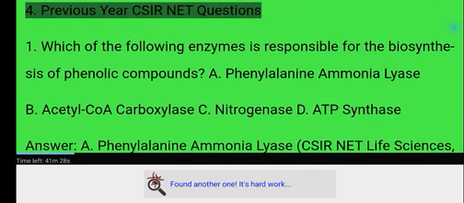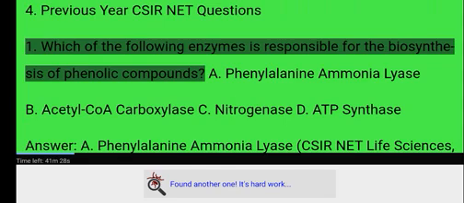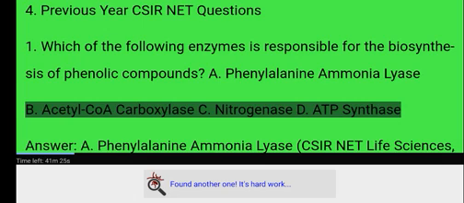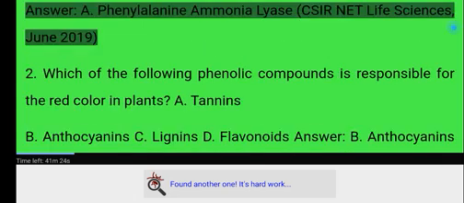4. Previous year CSIR NET questions. 1. Which of the following enzymes is responsible for the biosynthesis of phenolic compounds? A. Phenylalanine ammonia lyase. B. Acetyl-CoA carboxylase. C. Nitrogenase. D. ATP synthase. Answer: A, phenylalanine ammonia lyase. CSIR NET Life Sciences, June 2019.